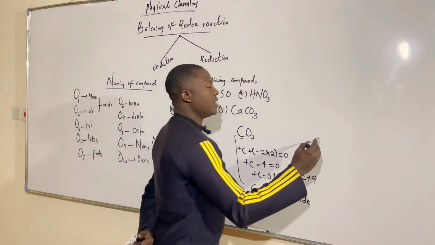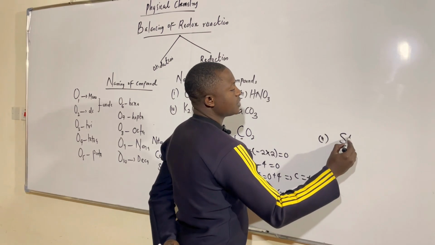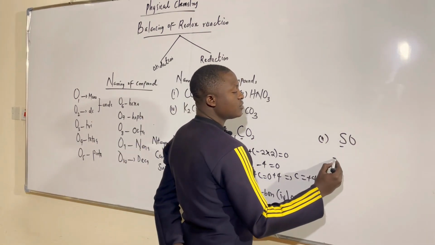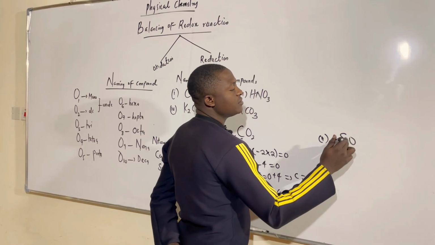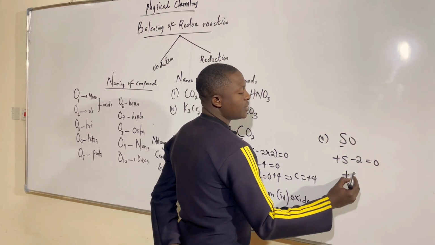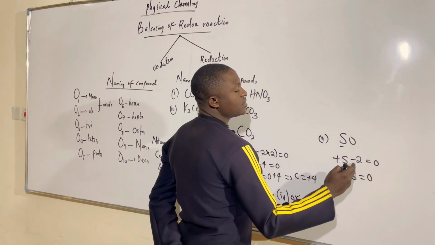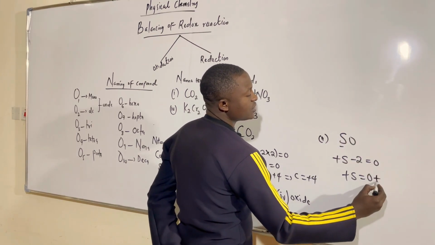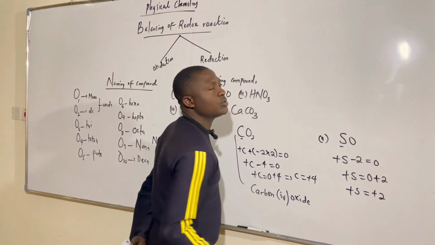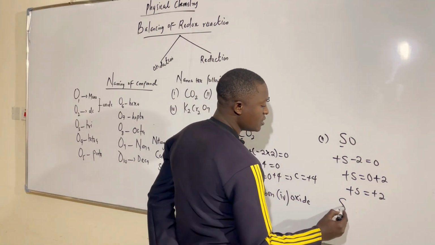We have XO2, XO. Since it is 2 elements, I will still determine for the first one. For this, that's going to be plus X. Oxygen will remain as -2, equal to 0. If I collect like terms, I will have plus X is equal to 0. This is -2. When it comes here, it's going to become plus 2. Then we have plus X is equal to plus 2. So if I want to name this, I will have it to be sulfur.